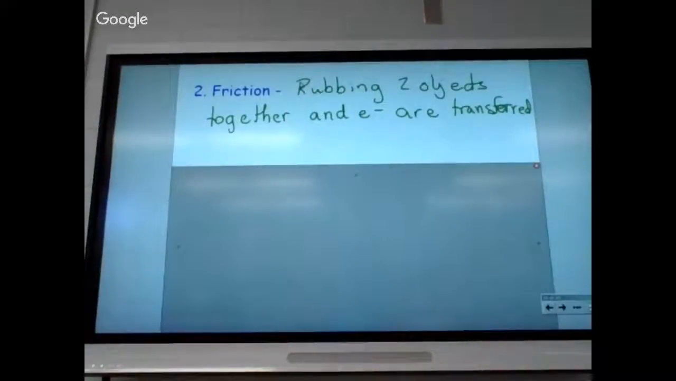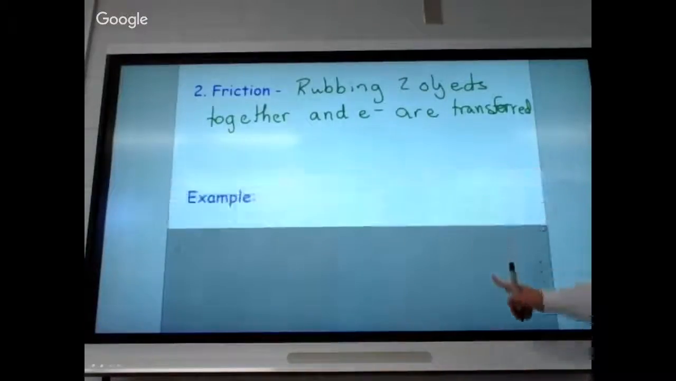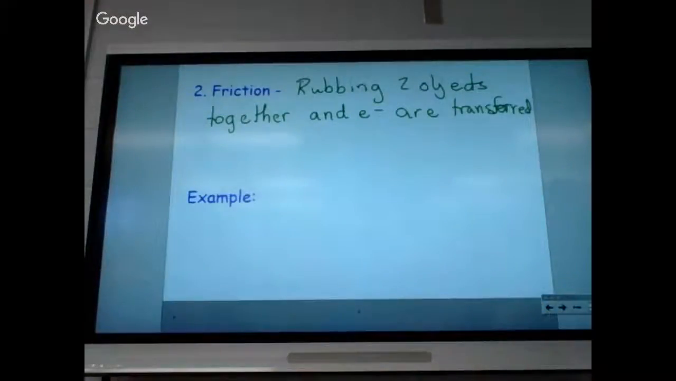No, probably not. So is rubbing our hands together going to create static electricity? No, remember, we're not talking about creating heat. We're talking about creating static electricity tomorrow. Are you likely to transfer electrons on that surface? No. So what kind of examples are likely to give us static electricity? Doing what?